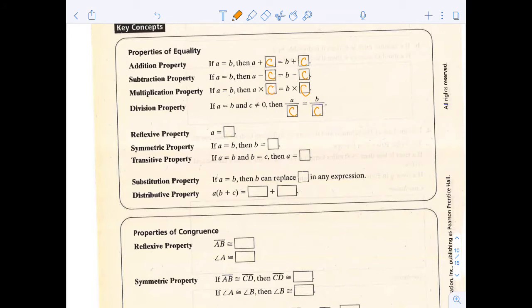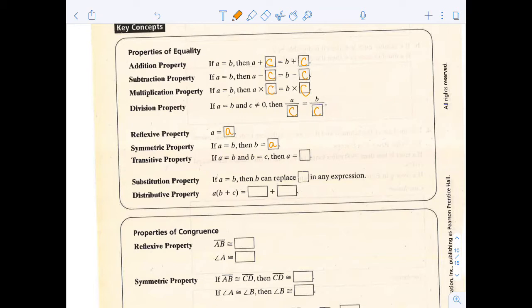Next is the reflexive property. Reflexive is kind of the one that I think is self-explanatory. It just says A equals A. It says whatever you have equals itself. Then the symmetric property says if A equals B, then B equals A. You can flip it around. Symmetric. Think about a mirror.